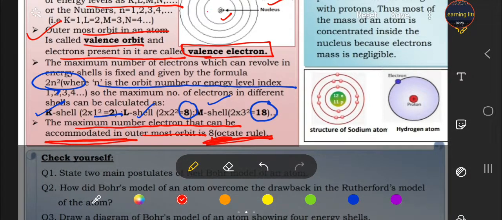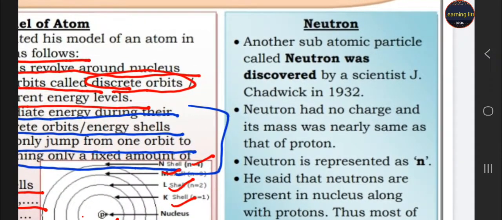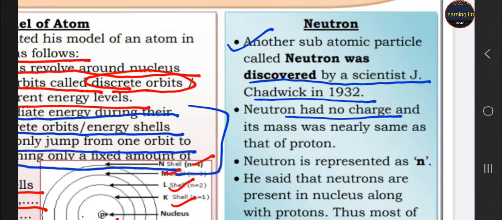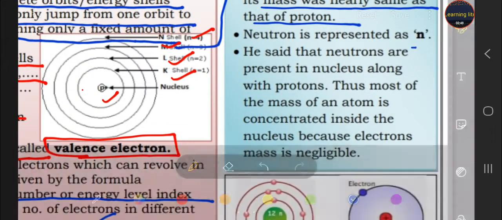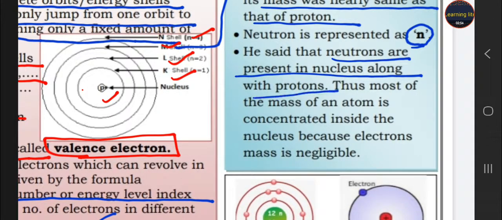Okay, students. Now let's discuss something about the neutron. Neutron is another subatomic particle, students, and it was discovered by J. Chadwick in 1932. It has no charge and its mass is nearly the same as that of the proton. What is the symbol of neutron? That is the small n. And neutrons are also present in the nucleus along with the protons. So the mass of an atom is concentrated inside the nucleus, because in the nucleus two particles, protons and neutrons, are present, and the mass of the electron is negligible, students.